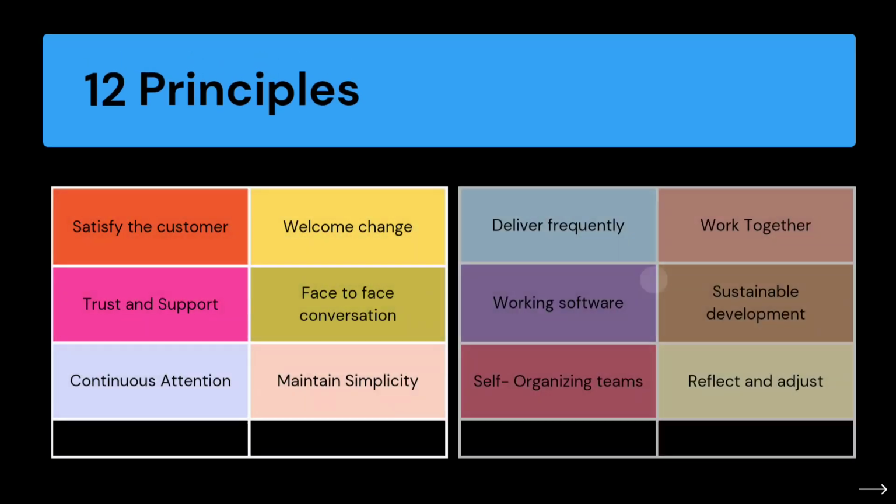So next comes the 12 principles of Agile. The first one is satisfy the customer. Our highest priority is to satisfy the customer through early and continuous delivery of valuable software. Okay, the next one is welcome change.